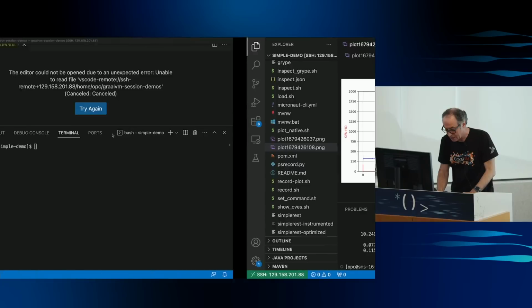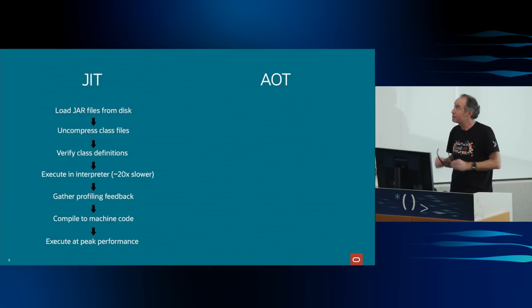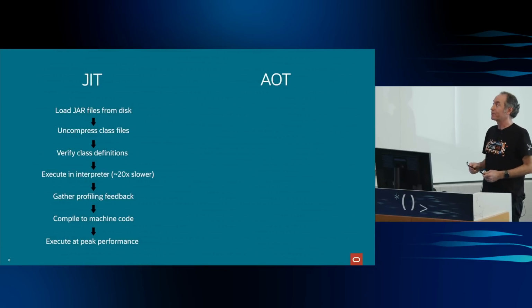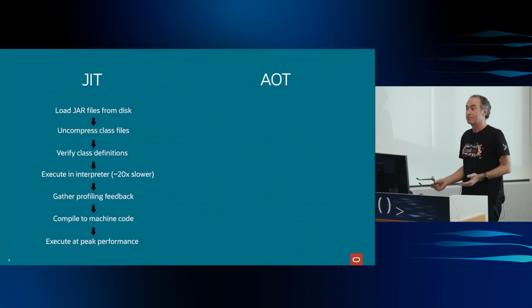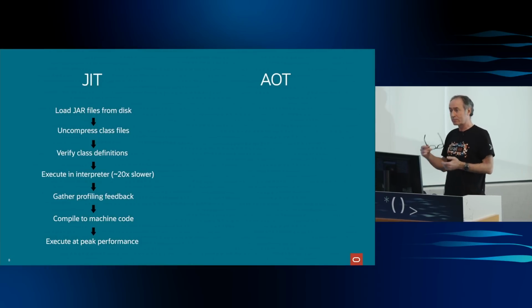So let me just go back over the slides and take a look at what's happening. In the JIT, when you boot your JIT application, you've got a bunch of jars on your file system. You're going to load those from disk. They're basically zips, so you uncompress them. They're verified. They go into the interpreter.